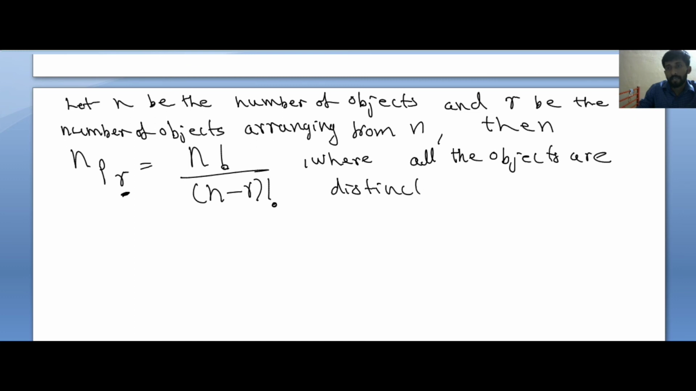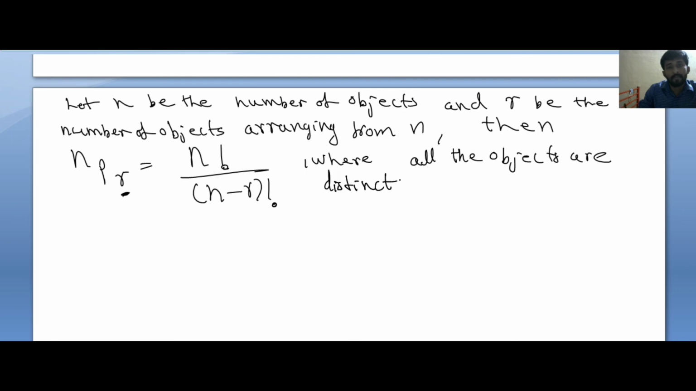Okay, it's a very important condition. All the objects are distinct. Suppose a, b is there. Here not all the objects are distinct, right? Here a repeats two times. That time this formula is not applicable. A different formula is there. This formula is applicable only when all the objects are distinct. That means each object is different from another one.